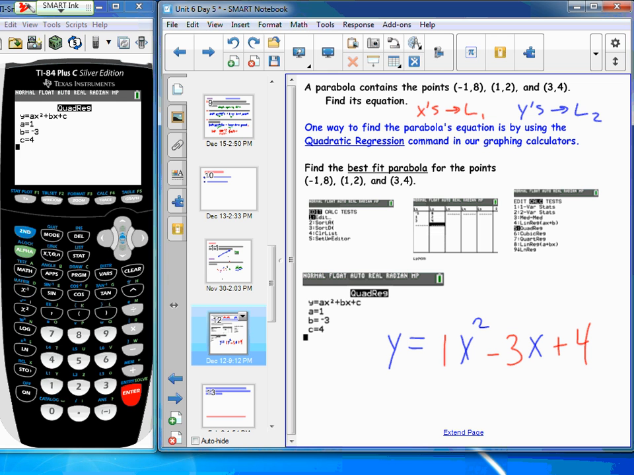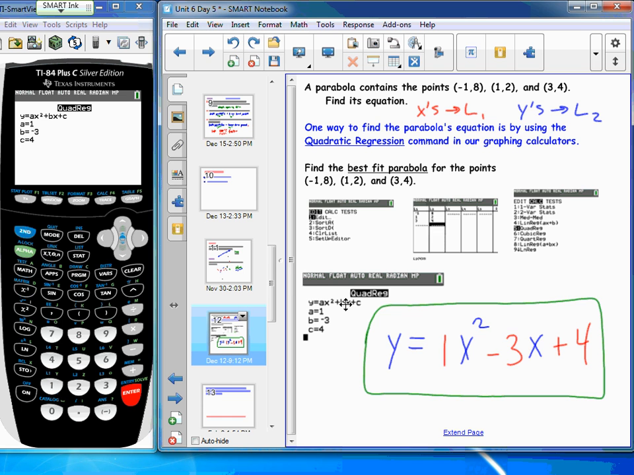Everybody take a minute and do stat, calc, quadratic, enter, and raise your hand when you produce this equation, this screen on your calculator. So raise your hand when you've got it. You have to be able to do quadratic regression on your own. Way to go. That's great.